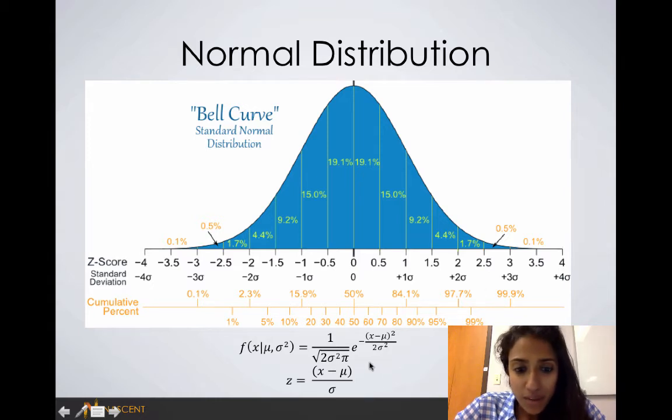At the bottom I have the formula for the probability density function for a normal distribution, and also the formula for a z-score. We'll talk a little bit more next about what z-values usually mean.